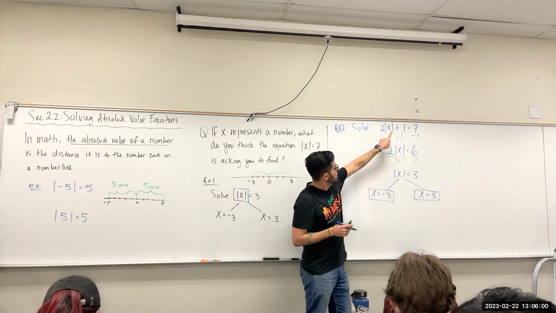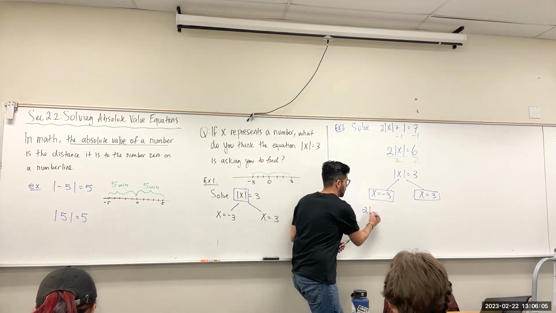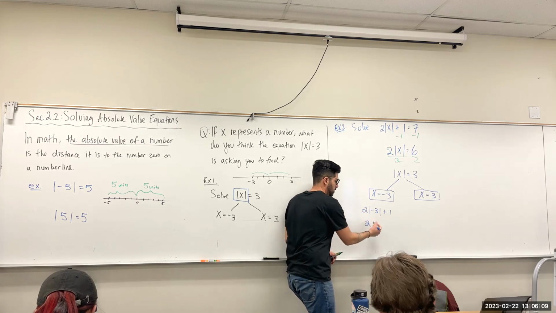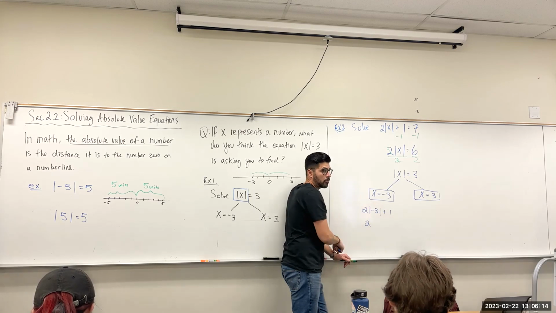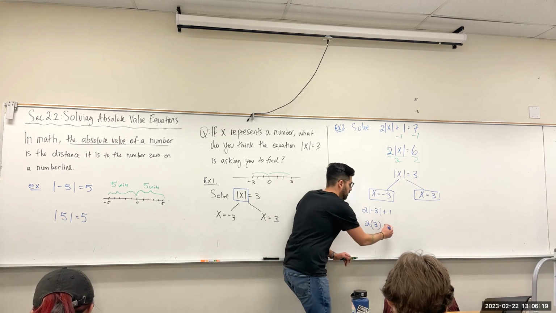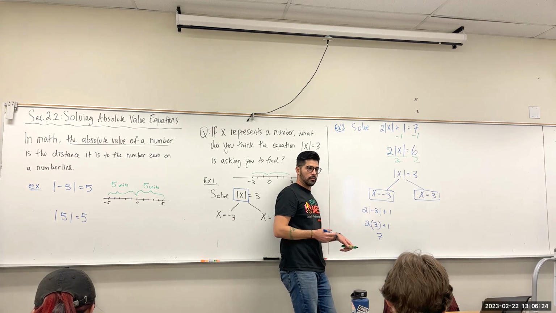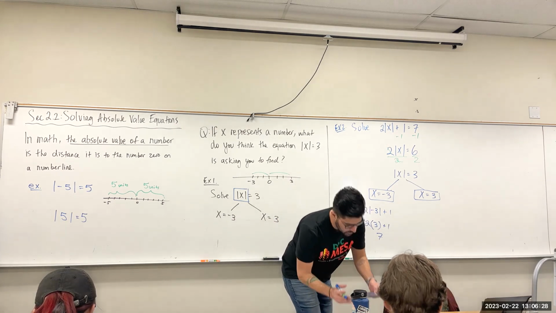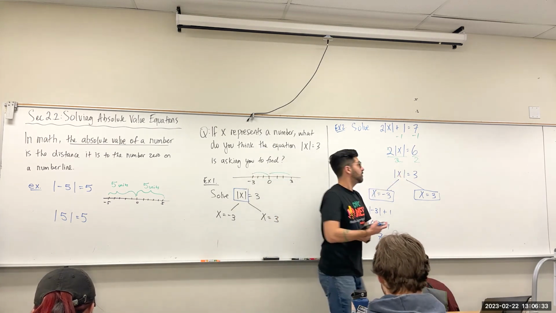Plug in -3 here. What's the absolute value of -3? Turns into, what did you guys say? 3. But what is the 2 supposed to do with this here? It's supposed to multiply. So then it turns into 2 times 3 like that. +1, that's 6 + 1, that's 7. So it checks off, right? Okay, let's make it a little bit more spicy, and then I'm gonna have you guys try one.